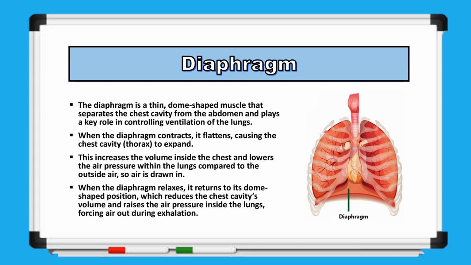When the diaphragm relaxes, it moves back to its dome-shaped position, pressing slightly upward into the chest cavity. This reduces the volume of the chest cavity and increases the air pressure inside the lungs. As a result, air is pushed out of the lungs. This is how exhalation happens. So, the diaphragm works continuously along with the intercostal muscles to maintain the rhythm of breathing, ensuring that oxygen enters the body and carbon dioxide is released with every breath we take.